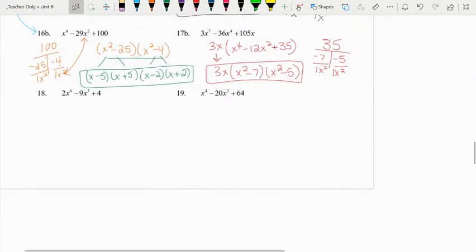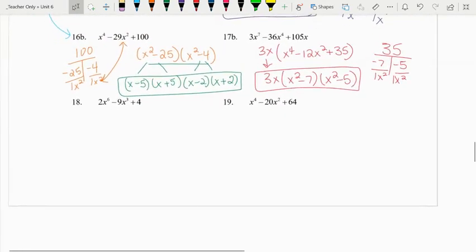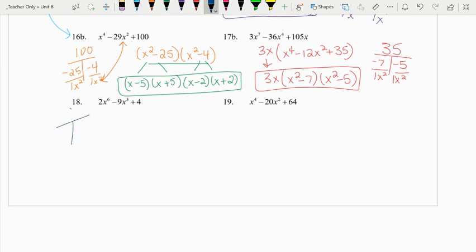So number 18. I can't take out a GCF, so I'm just going to t-chart it. First times last gives me 8. I need to add to negative 9, between negative 8 and negative 1. Now we put a 2 and an x in the denominator, but it has to be more than just x. It has to be x to the third.